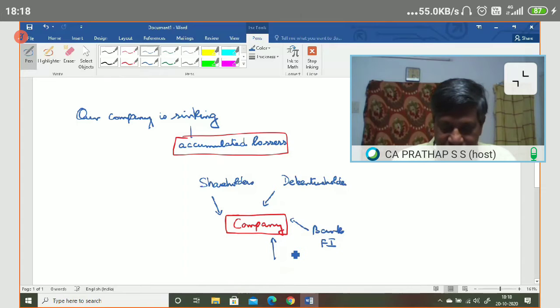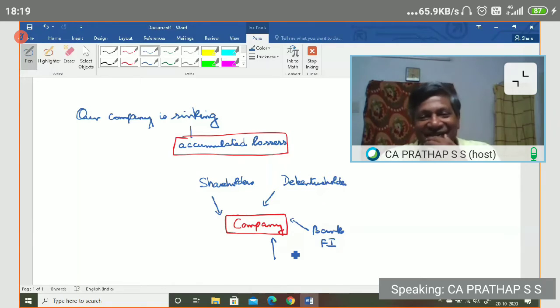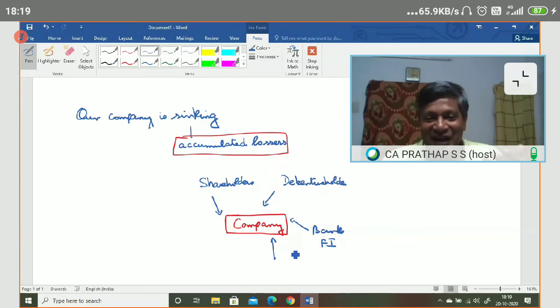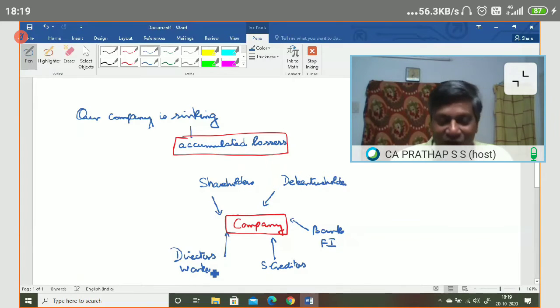Government has no stake. Government will take taxes from you. They don't have a stake in you at all. Creditors, yes. Debtors don't have a stake. Debtors have to give us money, and they'll run away. That's all. Employees, banks, financial institutions, sundry creditors, and of course workers, directors, officers. They are all having a stake.